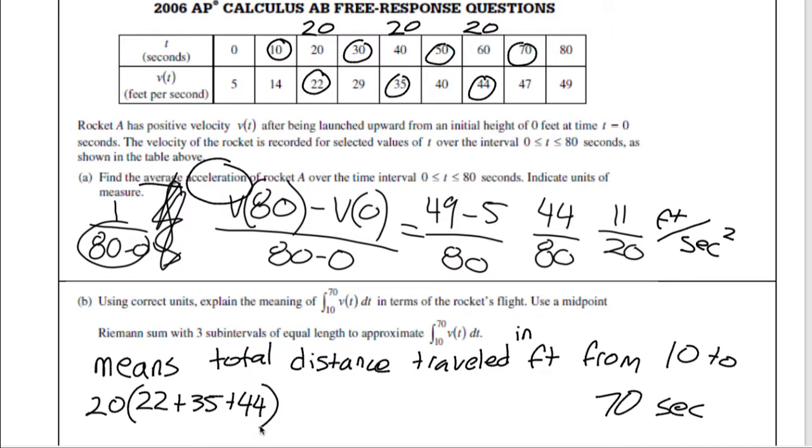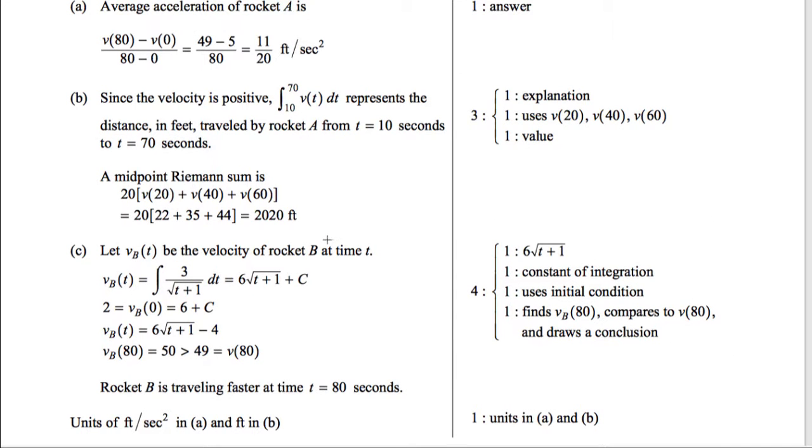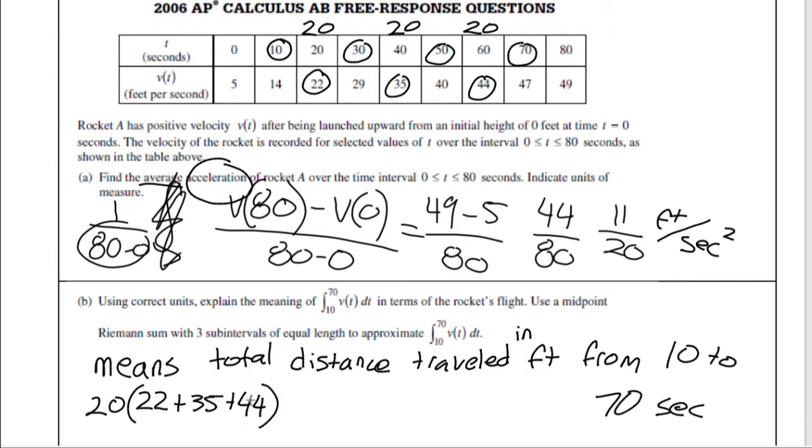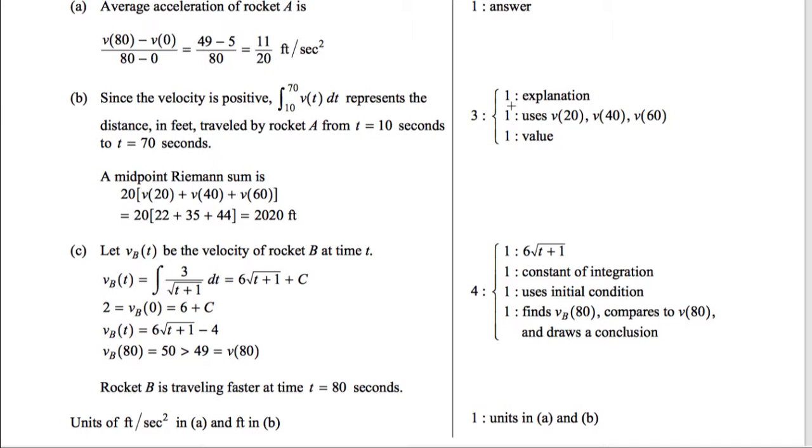If I just have the 20 times whatever number that is, does that still count? Say again? So go to the answer sheet real quick. What does it mean by uses B20, B40, B60? It just means that you use these values 22, 35, and 44. So if I have those values, you get a point. Yep. You get 1 point if you use all three of those values, and 1 point if you get the actual answer, 2020.